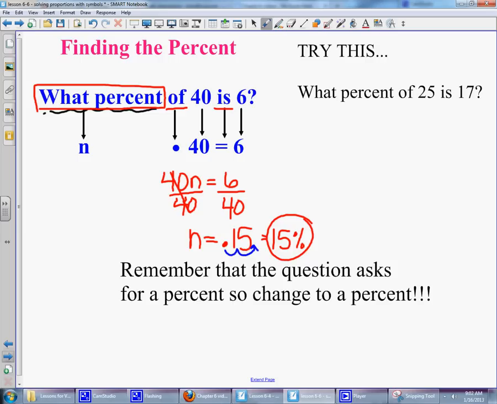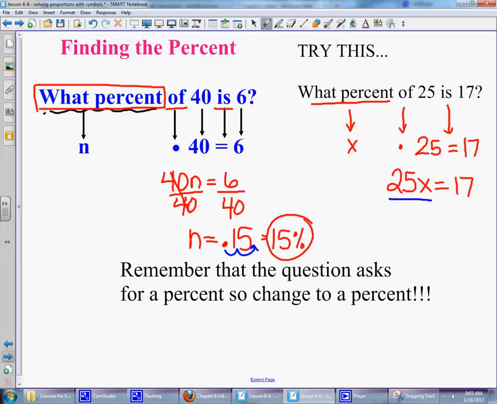Why don't you try this one on your own, pause the video and give it a shot, and then we'll come back and go over it. Don't forget to change your answer to a percent. All right, welcome back. What percent of 25 is 17? So we know what percent is going to be our variable, so we'll call that x. Of means times. We're just going to keep the number the same, 25. The word is means equals, and then 17. So we're going to rewrite it in proper math form. 25x, or 25 times x, is equal to 17.